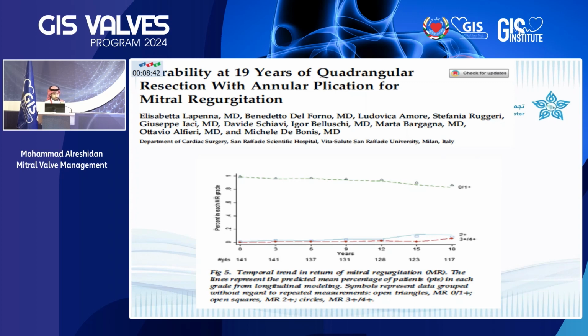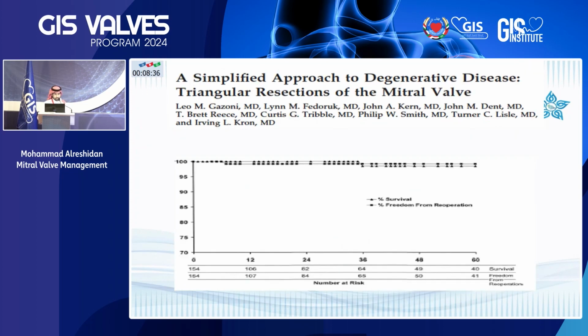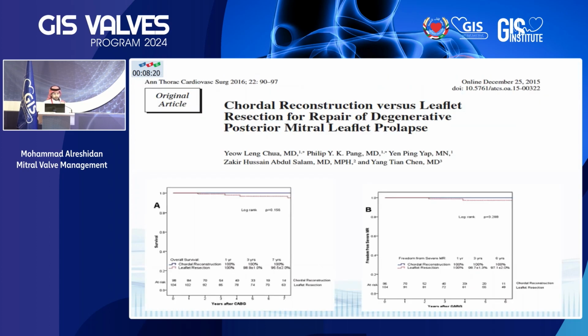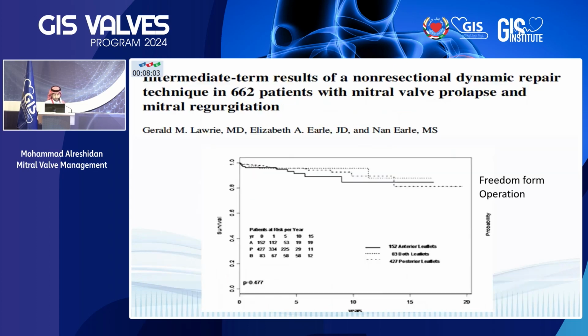If you look at the durability of a mitral valve repair, there are a lot of papers on quadrangular resection, which show an excellent outcome, with freedom from mitral regurgitation. And if you also look at triangular resection, you can see that whether you do a quadrangular or triangular resection, you can still end up with excellent outcomes in survival and freedom from mitral valve regurgitation. However, when chordal reconstruction came out, people started thinking, if I do chordal reconstruction, am I going to get the same outcome as I do with the resection? And the answer came as yes. There was no difference in terms of freedom from MR and survival.